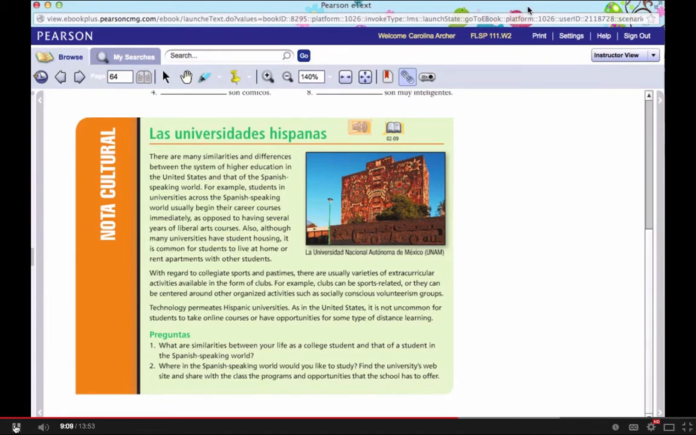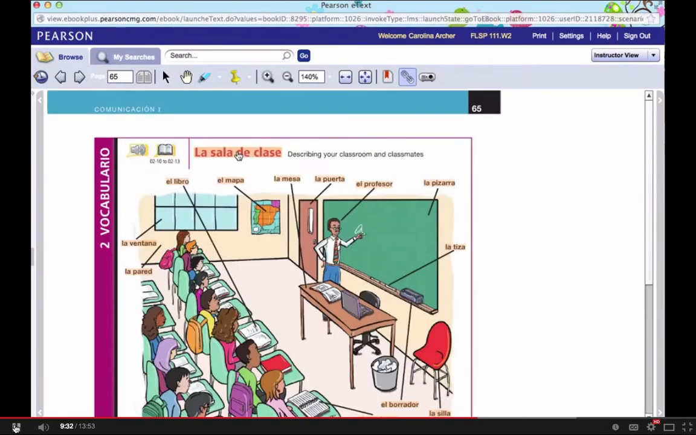The schools focus more on the academics than the extracurricular, and so do universities. Okay, if you want to do extracurricular things, you do that on your own, and most people do. It's a very common thing to do that outside of school. Okay, so you're going to read some about las universidades hispanas and do a little activity in my Spanish lab.